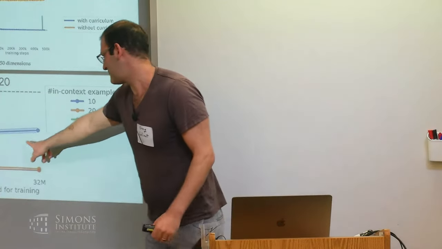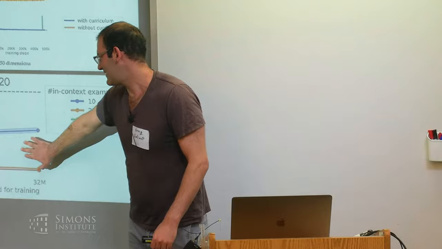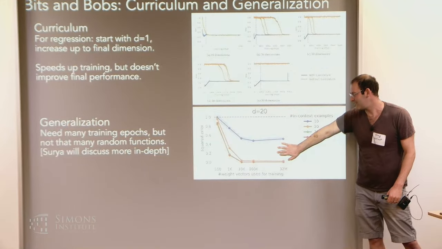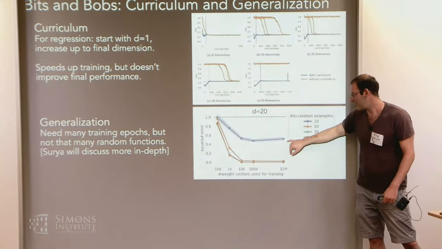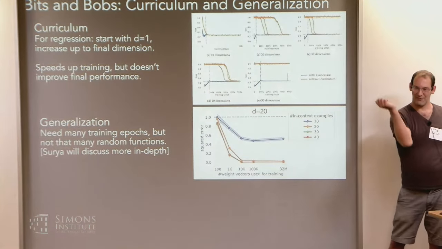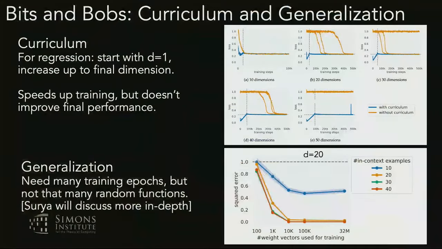And just one quick comment. It takes a while to train these things, but none of the training took more than a day using a single GPU. And you don't need that many random functions sampled from your function class. Even with, say, 10,000 random linear functions, it's still able to generalize to new linear functions in context. But that's one thing Surya is going to talk about.